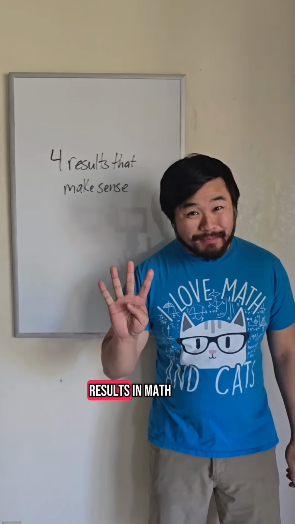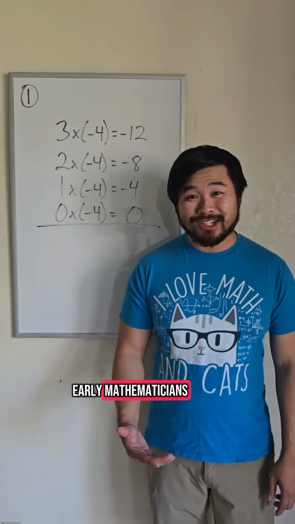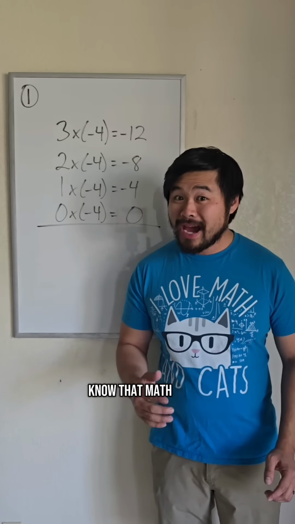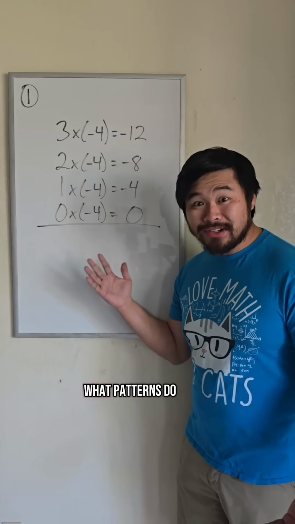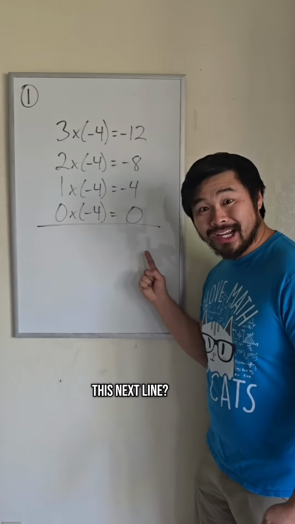Here are 4 results in math that make sense due to patterns. Pretend we are early mathematicians and we don't know what a negative times a negative is, but we do know that math is the study of patterns. So take a look over here. What patterns do you notice? And if we had to continue the patterns, what would be this next line?